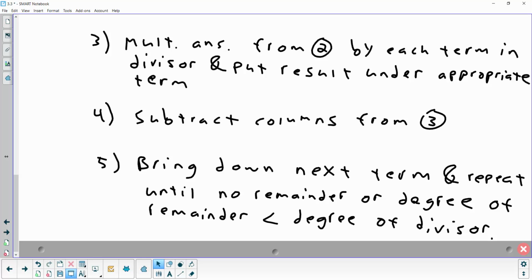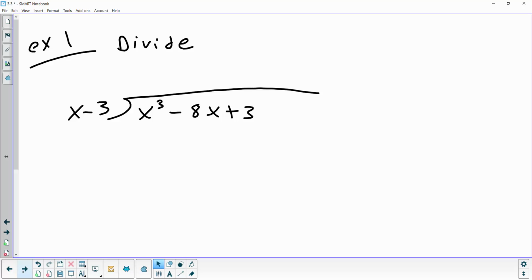So let's go through a problem and then we'll come back to these steps as we go through it. If there's any confusion on what we mean by a certain step, I think it'll make more sense when we do a problem. Anybody need to copy down the steps? All right. So let's divide x minus 3 into x cubed minus 8x plus 3.